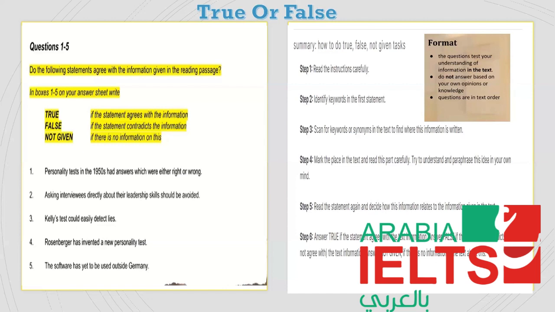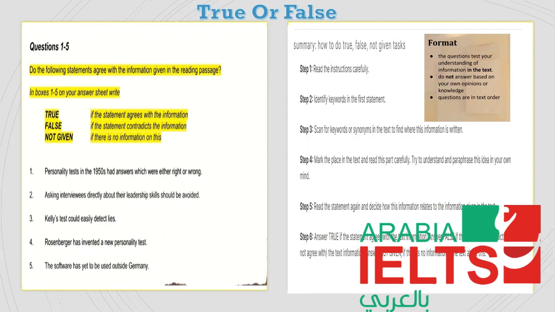Strategy-wise, we said underline keywords. Find the paragraph that has these keywords. Read that paragraph, try to understand it, and then compare it to your statement. If the statement agrees with the information, you put true. If it is the opposite, you put false. And if it's somehow not accurate or has missing information, then you put not given, and you move on to the next question.